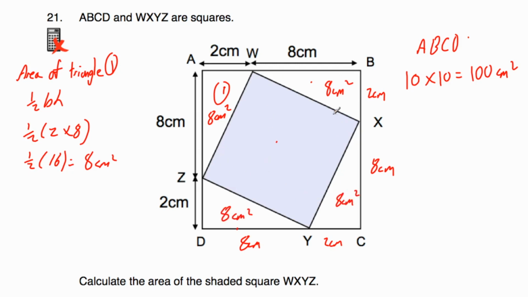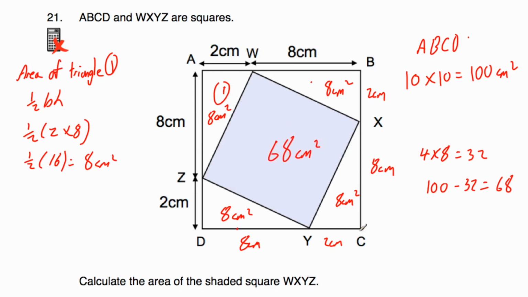So if we want to find the area of this shaded square, W, X, Y, Z in the middle, all we need to do is take our 4 lots of 8 away from our 100, and that'll tell us the area of this square. So 4 times 8 is equal to 32. And then 100 take away 32 is equal to 68. So the area of this square in the middle would be 68 centimeters squared.